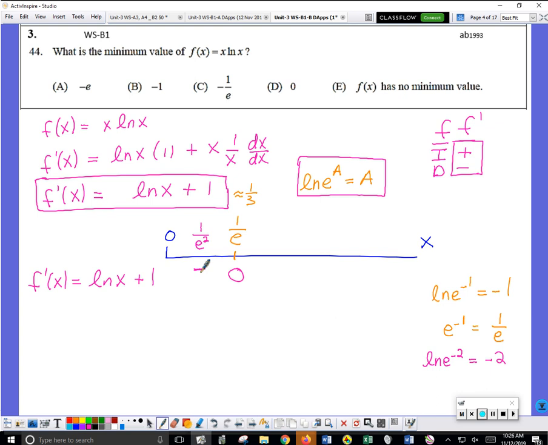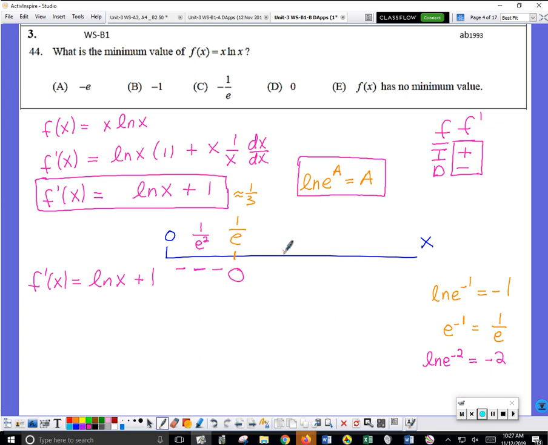Okay, test once, you're done. So that means for any of these x values, f prime will be a negative value. Now we need to test over on this side. On this side, there's quite a few options.